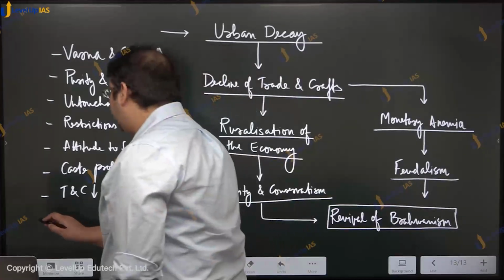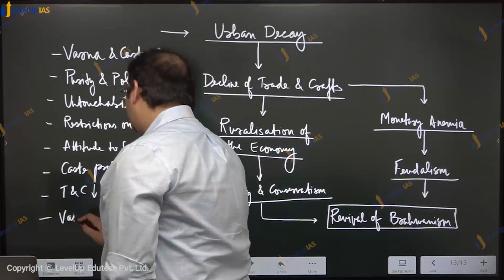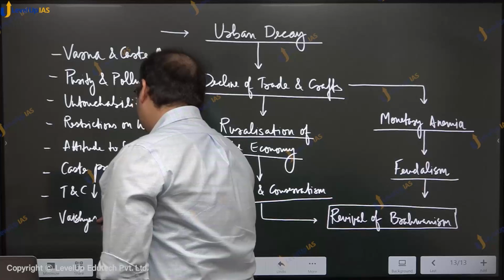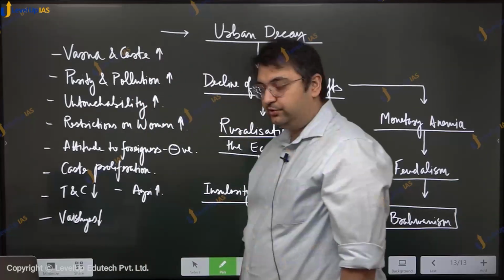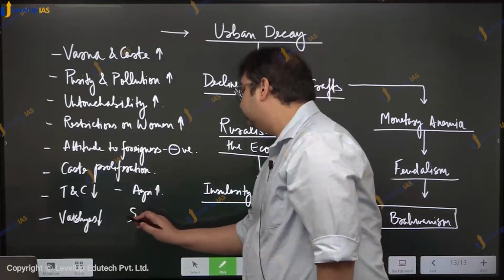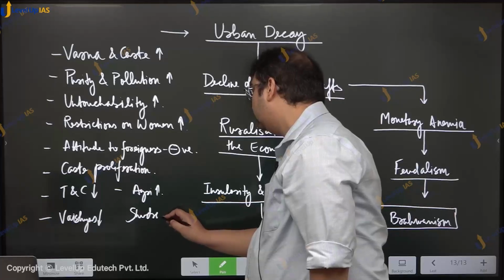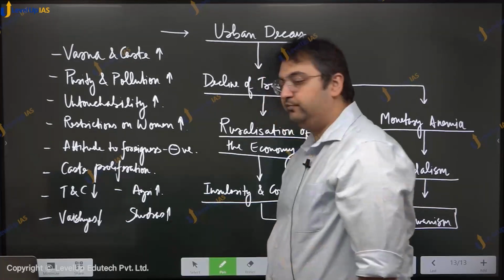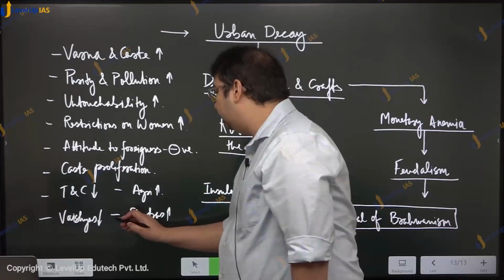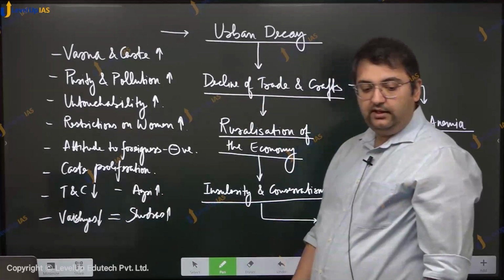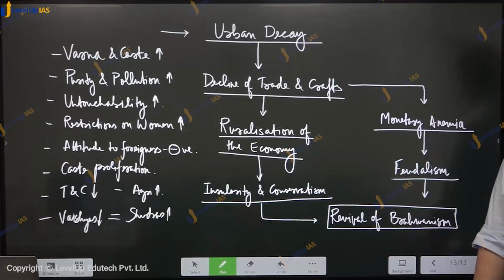Vaishyas are going to experience a decline in their social status, and Shudras are going to experience an improvement, resulting in their almost equivalent status.